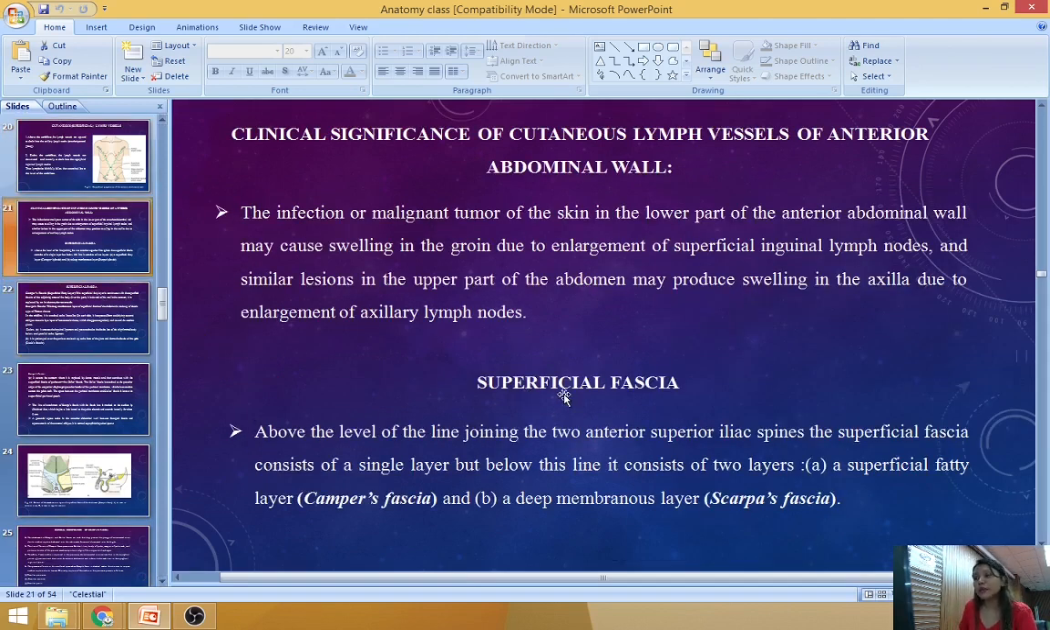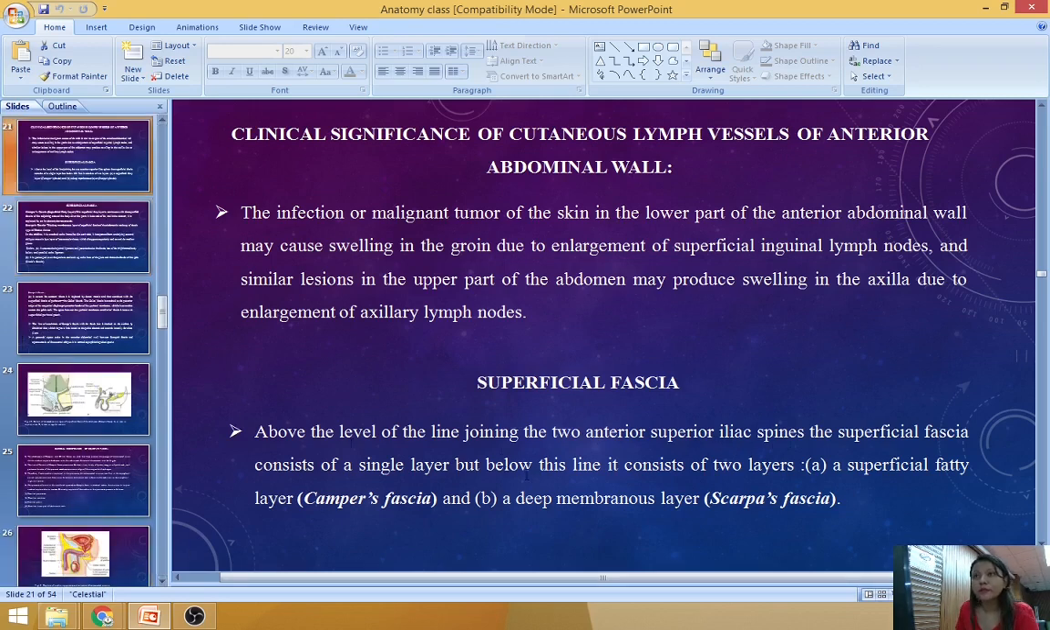Okay, now we come to the next, that is the superficial fascia. I have already told you that there are two parts: a superficial fatty layer known as Camper's fascia, and a deep membranous layer known as Scarpa's fascia. Above the level of the line joining the two anterior superior iliac spines, the superficial fascia consists of a single layer, but below the anterior superior iliac spines it consists of two layers. So if they ask you from which demarcation the superficial fascia is two layers, you have to say below the anterior superior iliac spines.